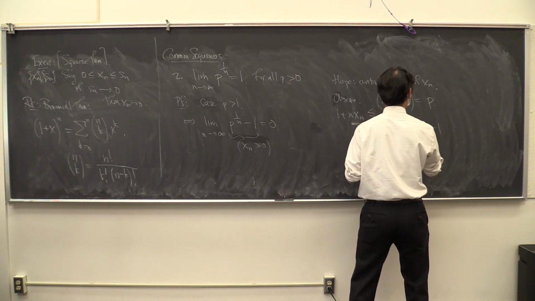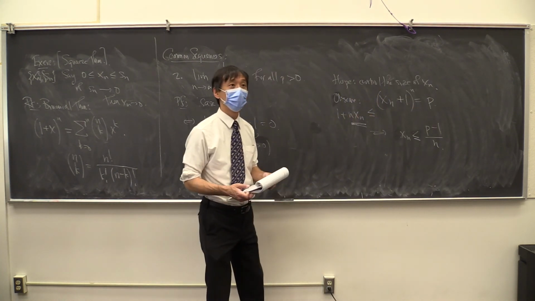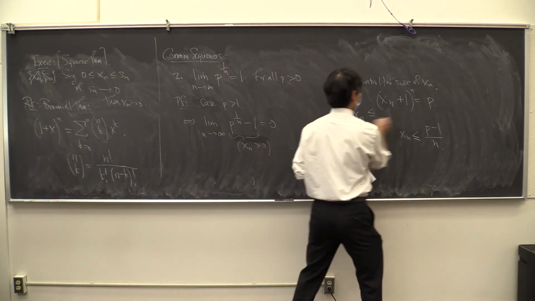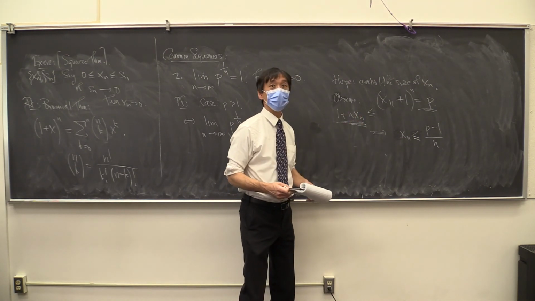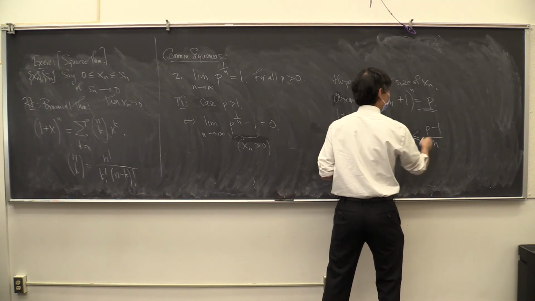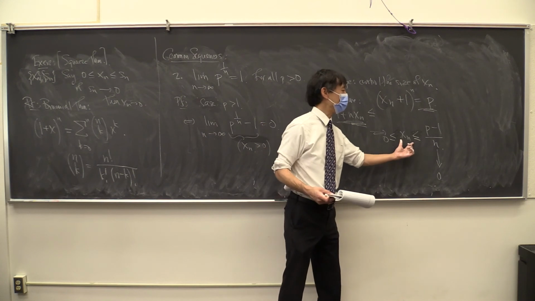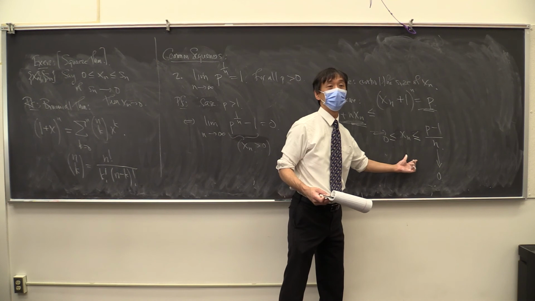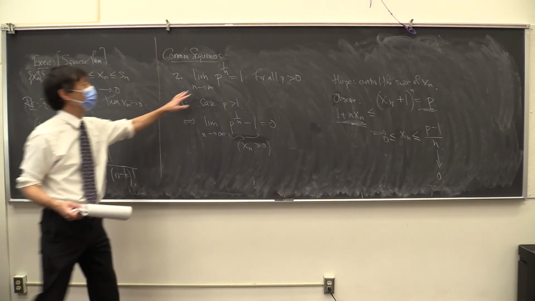So x sub n is less than or equal to p minus 1 over n. This thing is less than or equal to p: subtract 1 from both sides, divide by n. And we know that x sub n is bigger than 0, and this bound goes to 0 as n goes to infinity. So by the squeeze theorem, x sub n goes to 0 also. So that does it for us.